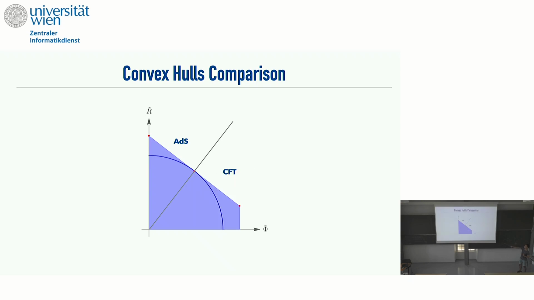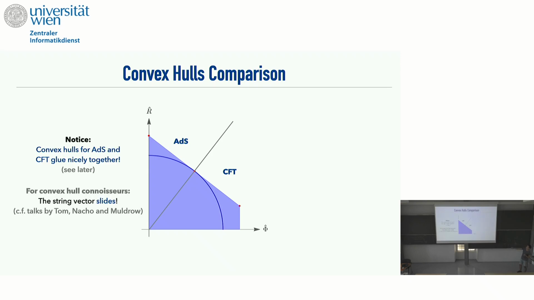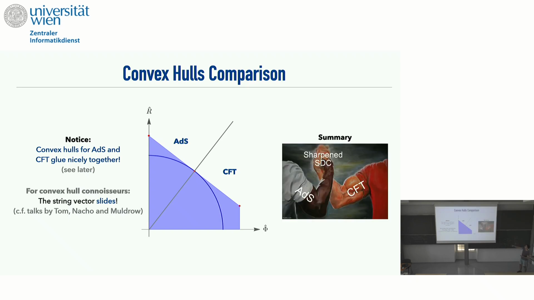What you find is a very natural extrapolation of this line. First of all, you see that the convex hull for the AdS and the CFT are gluing nicely together, which is not obvious. And for the convex hull connoisseurs, let me say that what is going on is that this point is sliding here. This is like a sliding for the string tower. And not only that, at the end of the day, what you are really finding is that the AdS and the CFT seem to join forces very strongly in order to protect the sharpened distance conjecture, which I think is something very non-trivial, because from the point of view of the bulk, this conjecture was totally out of the window.